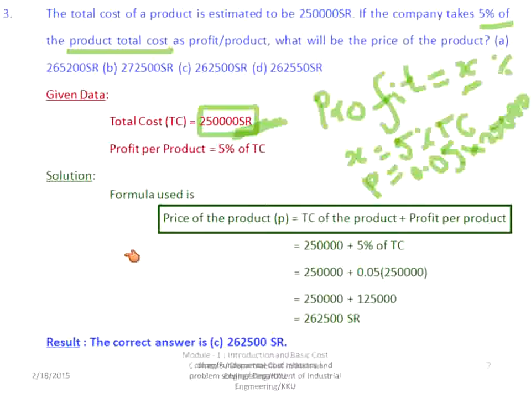So 5% of total cost means, I'll tell you what is 5%. Listen to me. Let me change the color of writing here. Let me take a red one. See here, 5% is equal to 5 divided by 100. That's all. 5 divided by 100. How much is this? 0.05.